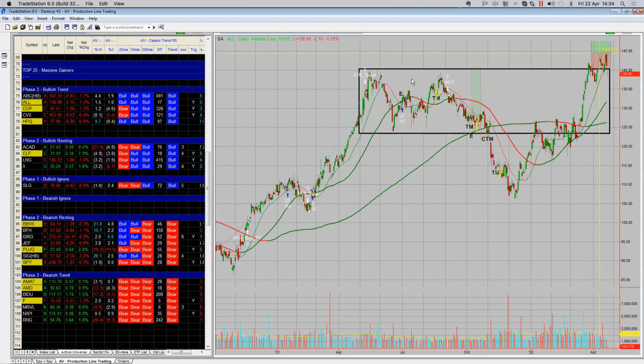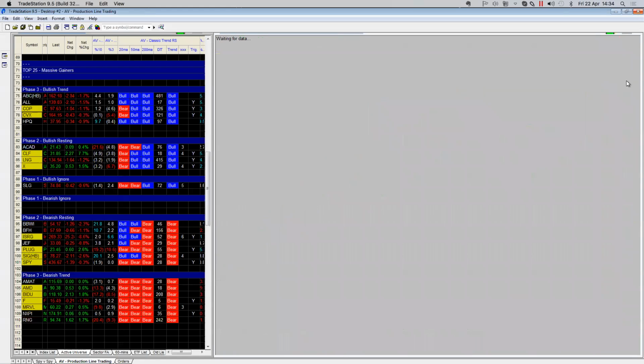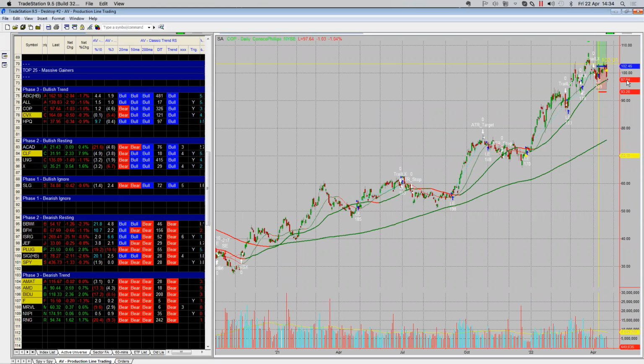So we've got Allstate. We've got a buyable dip, just waiting for that to carry on. COP, ConocoPhillips. So again, another buyable dip. We've got a lovely trend. The average price has crossed over, got multiple buyable dips, got another buyable dip right here. So I'm waiting for price to advance and move back higher, and then we can start profiting.